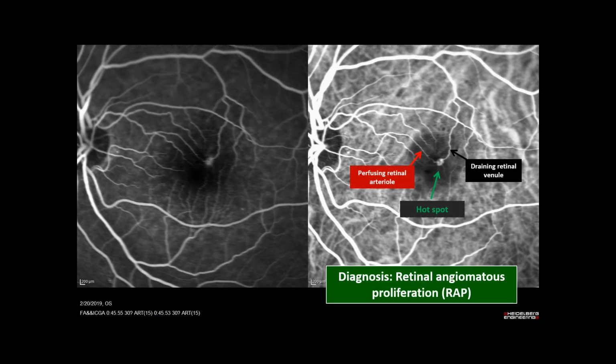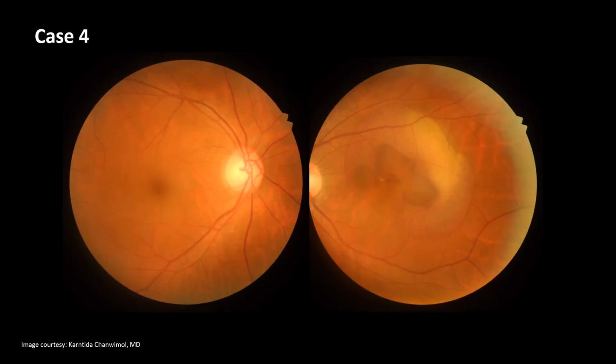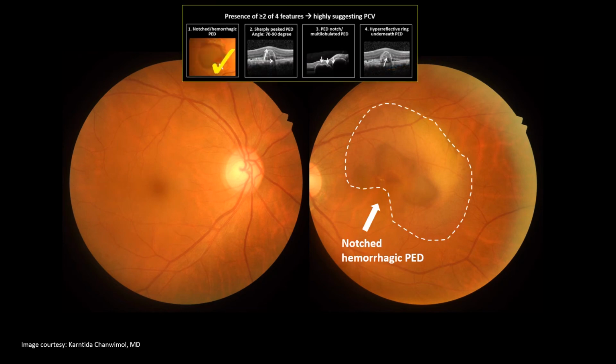ICGA showed a perfusing retinal arteriole and a draining retinal venule from the lesion. So the final diagnosis is retinal angiomatous proliferation, or RAP. And here's the last case, also presented with massive subretinal hemorrhage in the left eye, and the appearance of the hemorrhage, actually, is a notched hemorrhagic PED.